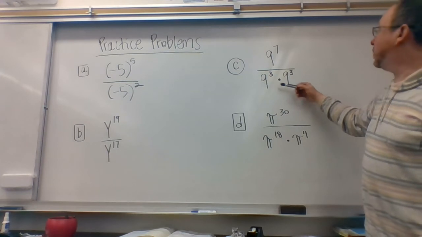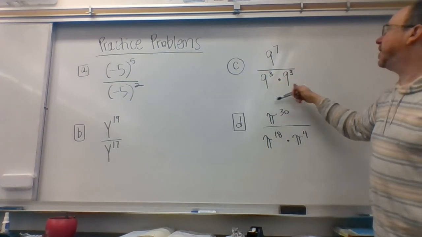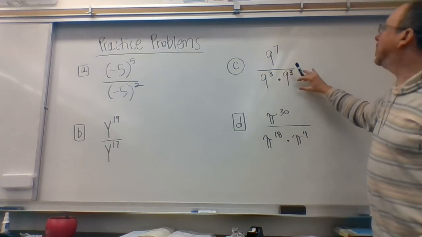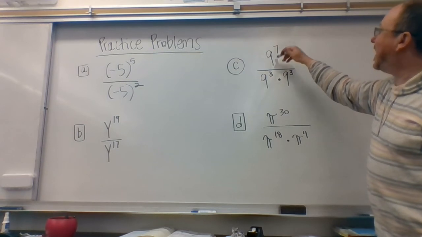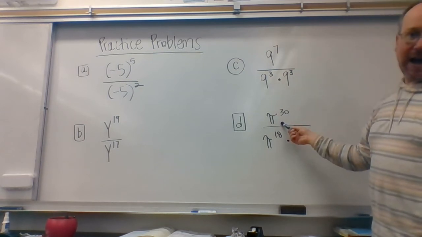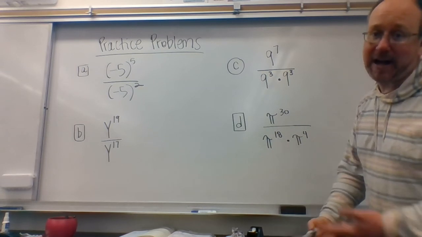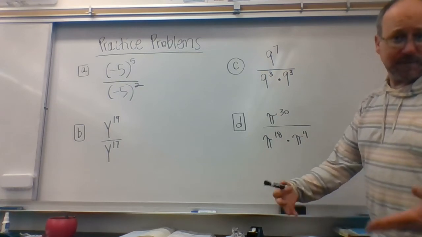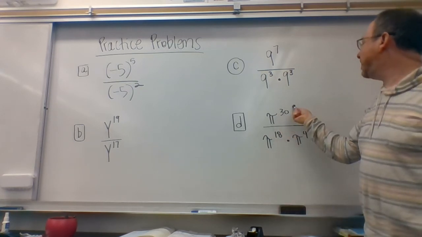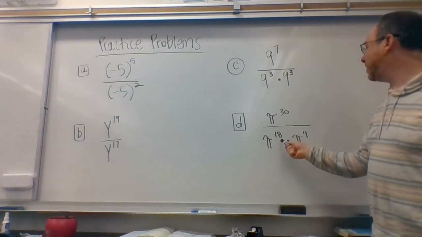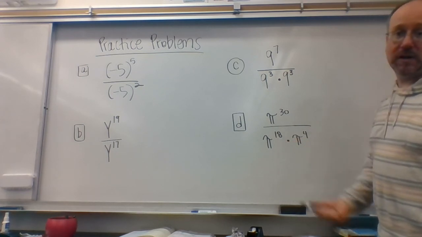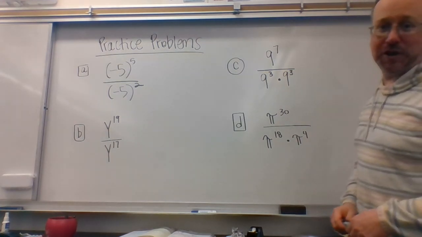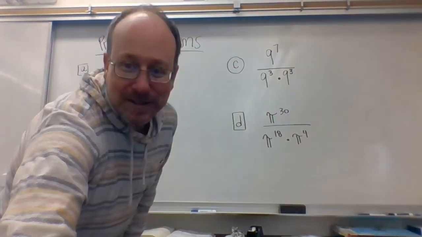C, note you have some work to do in the denominator first. 9 cubed times 9 cubed, all underneath 9 to the power of 7. And then here is pi. Pi is a math symbol. It has a mathematic value. It's an irrational number. It's 3.14159 something, something, something. Right? So you've got pi to the power of 30 divided by pi to the power of 18 times pi to the power of 4. You've got four practice problems. Do them well, add them to your notes. Be a ninja.